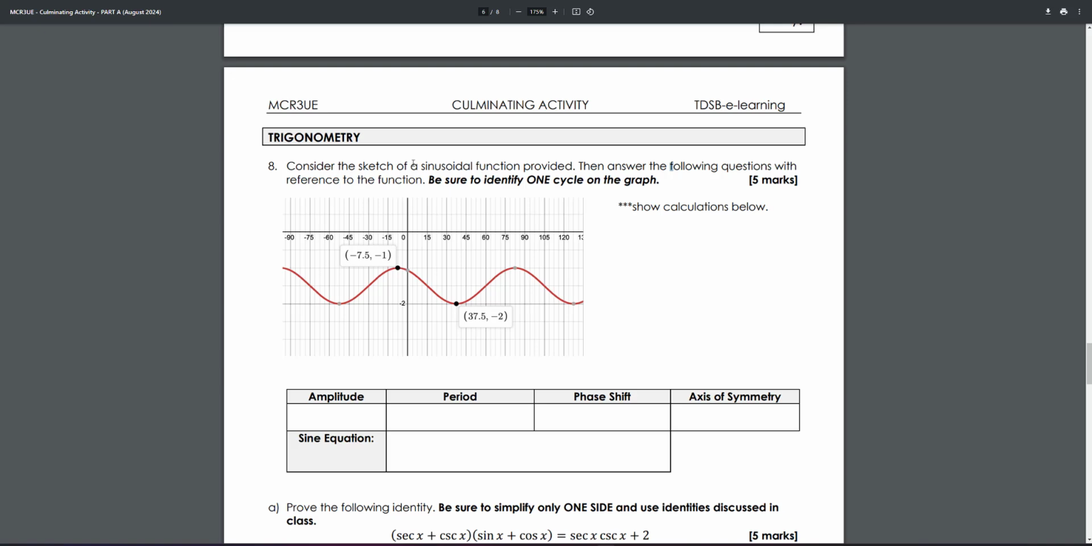Culminating activity. Consider the sketch of a sinusoidal function provided. Answer the graph. You should identify one cycle on the graph. Wait, what did it say?